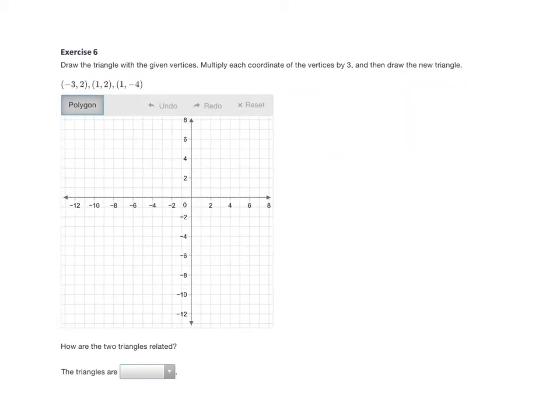Alright, let me start by graphing this. I'm going to go -3, +2. I'm going to go +1, +2. And I'm going to go 1, -4. Once again, a right triangle. And we're going to do the same thing.